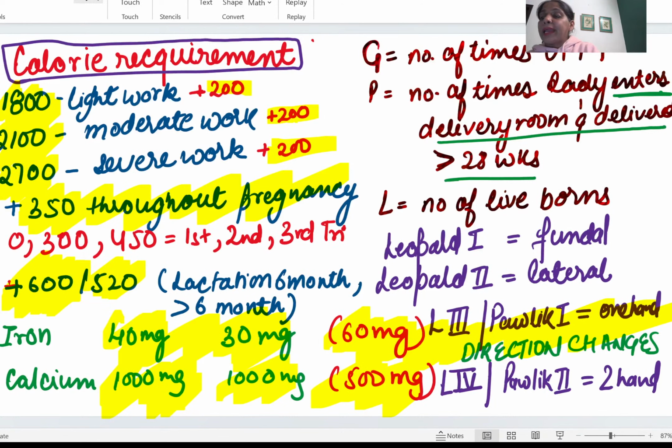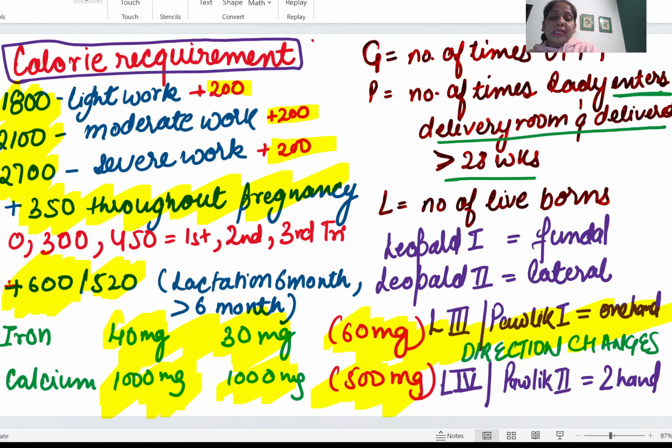Iron is high in amount as per requirement, because we cannot give iron in the first trimester. So we can give iron only in the second and third trimester. So iron is almost double the amount. And calcium, we take a large amount of calcium in our diet, that is why.